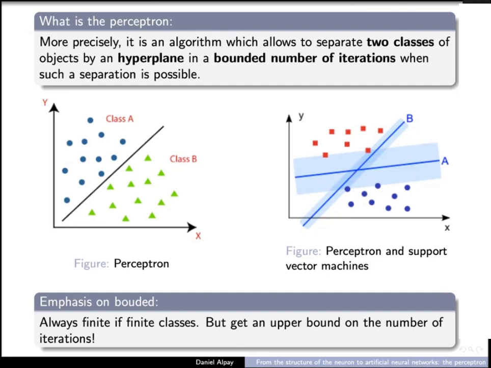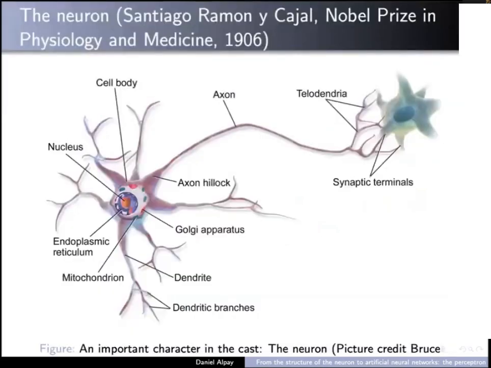But the fascinating thing is that with hypotheses on your data, you can get an upper bound of the number of iterations. Then you always can get a hyperplane. When this cannot be done, we will see how to go to higher dimension, but this is towards the end of the lecture. So, as I said, it's always finite if the classes are finite, but we get an upper bound. This is important.